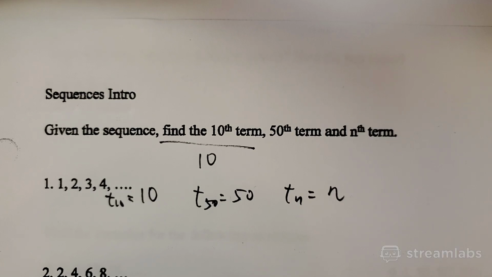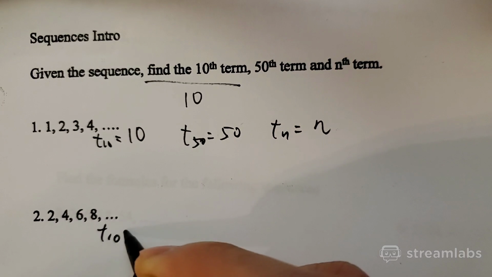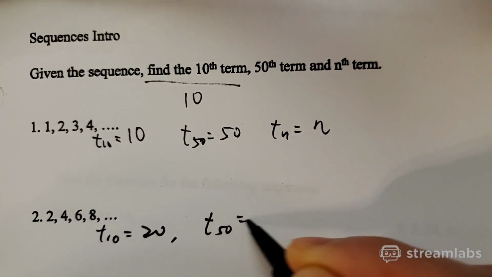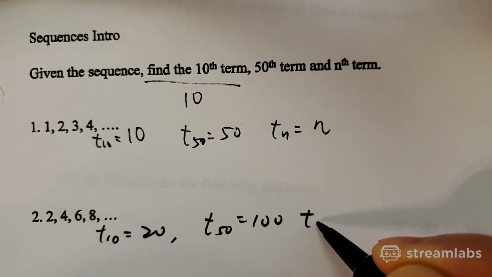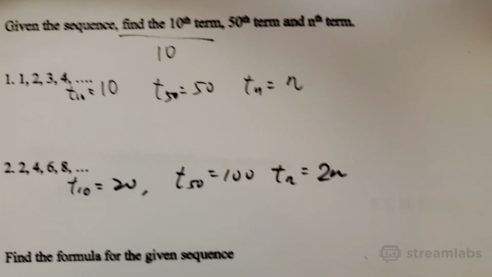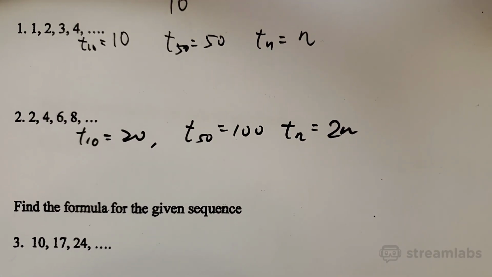All right. Then this one will be the same because this is 2 times. So T10 will be what? 20, T50 will be 100, and Tn will be 2n because everything is double, right? So T meaning term. Okay. So far so good?